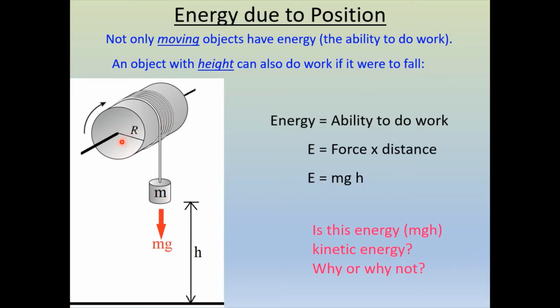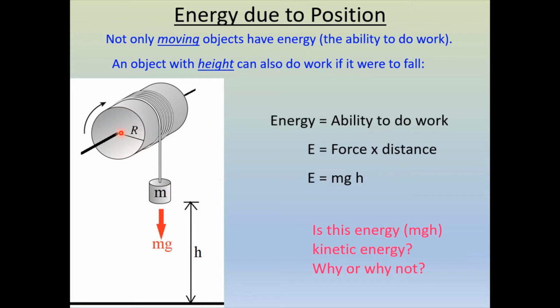So if we think of this situation here, we've got this rotating cylinder, and we've got a hanging mass here with a string that's wrapped around and around the cylinder. And this mass is a height h above the ground. So this mass here, if we let it go, it's going to pull on the string, and it's going to start to turn the cylinder. And while this mass is falling, the cylinder is going to start turning and accelerating.